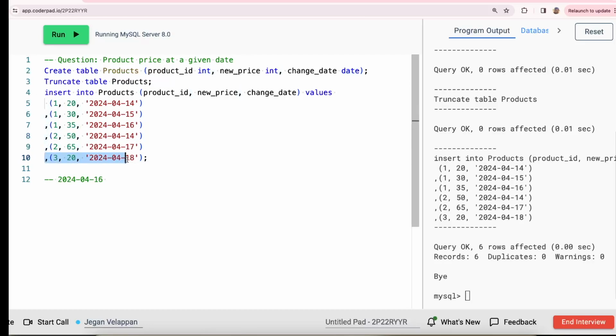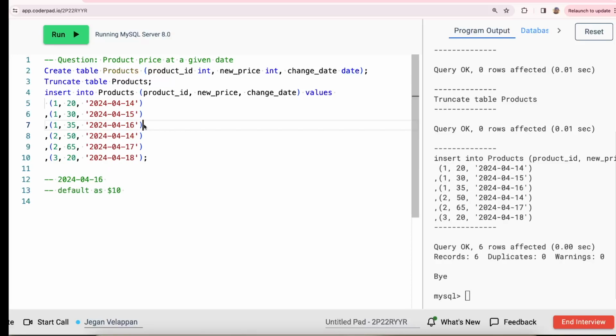For product 3, the first change happens on April 18th. So there is no record for April 16th. We don't know the starting date. So the first record date is after April 16th, right? If it's after the date we are looking for, then you make the default price $10.